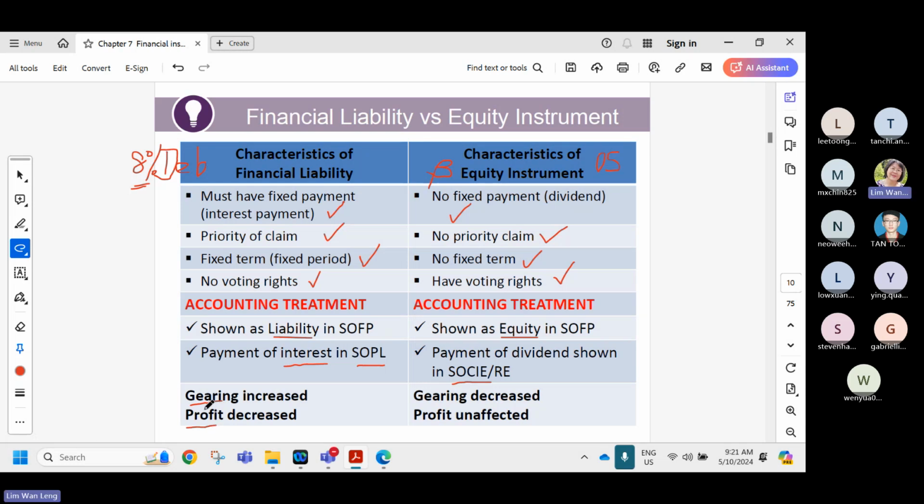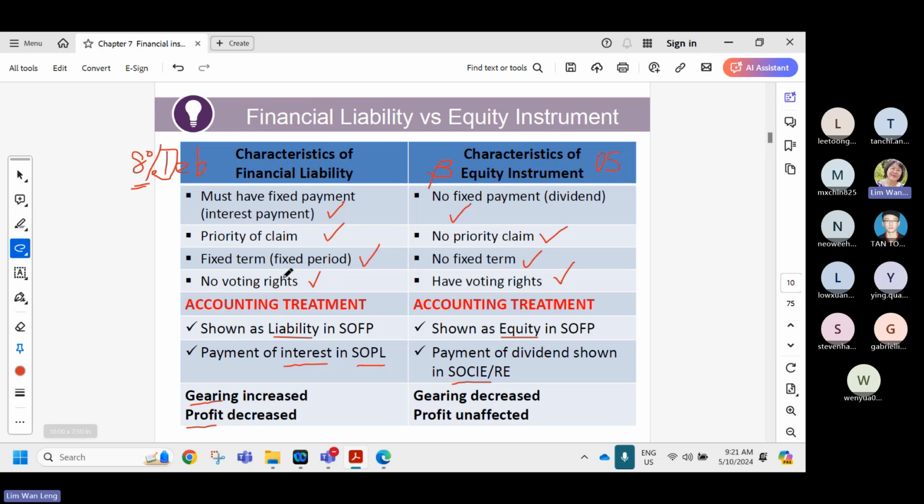Okay, so what is the impact of the financial liabilities on the gearing and on the profit? Gearing means how exposed the entity is to external financing. So if you have issued debentures, that means you are exposing your company to external financing. That means you take money from outside of the entity to finance your business operation. Of course, the gearing will be affected, the gearing will increase.